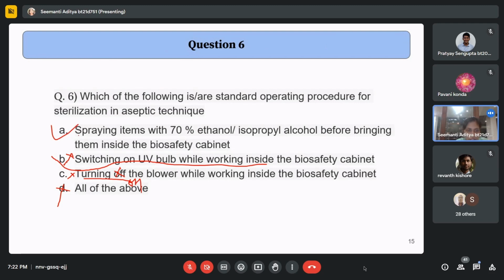Option A is the only correct one, that we have to spray the items with 70% ethanol always. Whenever you're doing cell culture, it is very mandatory that you make ethanol your best friend, and always wipe your hands with ethanol. Whenever you're taking your hands outside the hood, wipe your hands with ethanol and then only put them inside. If you're touching the incubator, the microscope, practically anything, you have to use ethanol. Wipe all the surfaces with ethanol before using the cell culture facilities, and then continue with your work. So option A is correct.